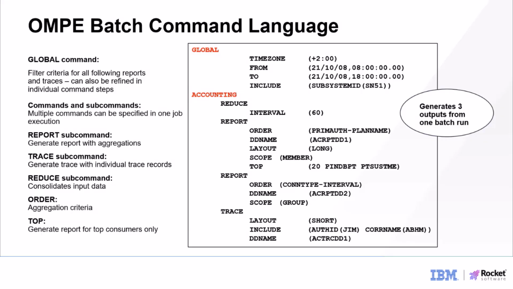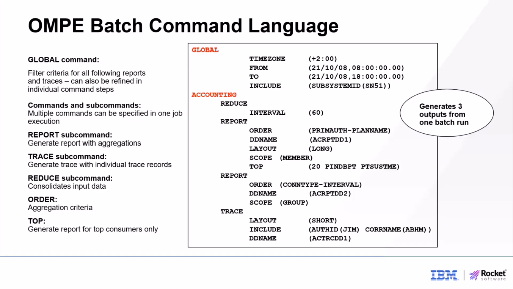So the OMEGAMON batch reporting has its own batch command language, and this is just an example of the formatting of the various components within the language. You can see there are quite a few options, and it can be challenging when you're first getting started to set this up. This is really where the ISPF interactive report facility comes in, which will show you how you can set up your initial jobs.